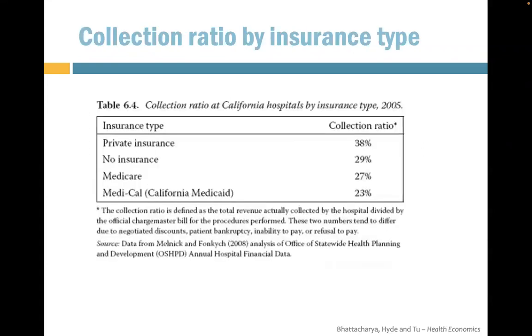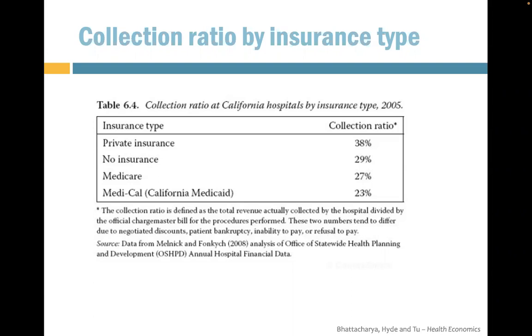Okay. This graph is the last graph of this chapter. It shows the collection ratio at California hospitals by insurance type in 2005. So what is collection ratio? Collection ratio is defined as the total revenue actually collected by the hospital divided by the official charge master bill for the procedure performed. So this is the ratio that the hospital actually gets from insurance, out of the biggest number that we see in our medical bill.